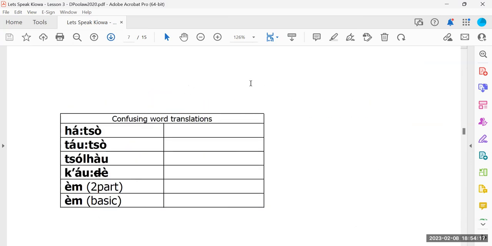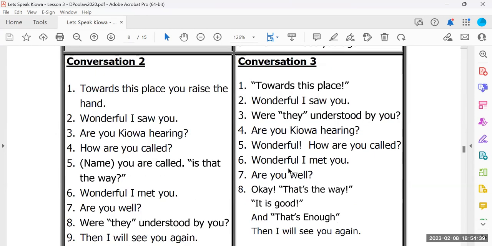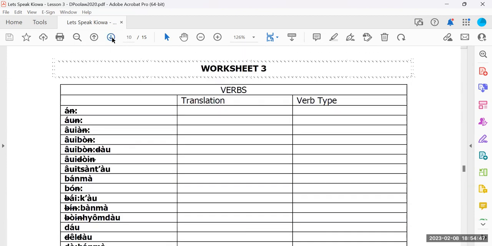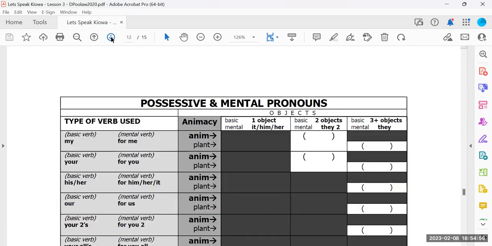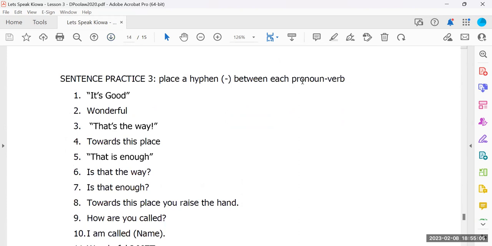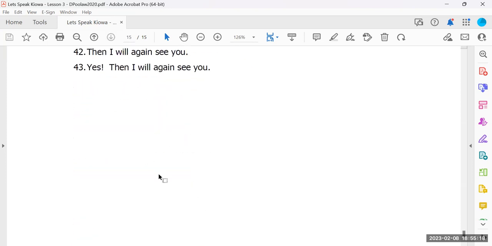All right, here's what we'll be practicing, the oral practice number three. So we'll go over these. And remember, this is cumulative, so it'll include phrases that we've already practiced. So have your other two lessons and your help phrases in front of you so that you can reference them while we're practicing the conversations. And then here's the vocabulary note cards if you want them. And then there's a couple worksheets here to practice translating the verbs and identifying the type of verb. And then here's pronoun worksheets as well to fill in the blank. And then sentence practices, place a hyphen between each pronoun and verb. So you would translate it into Kiowa and then put a hyphen between each pronoun and verb. And that's it. So that's lesson three.